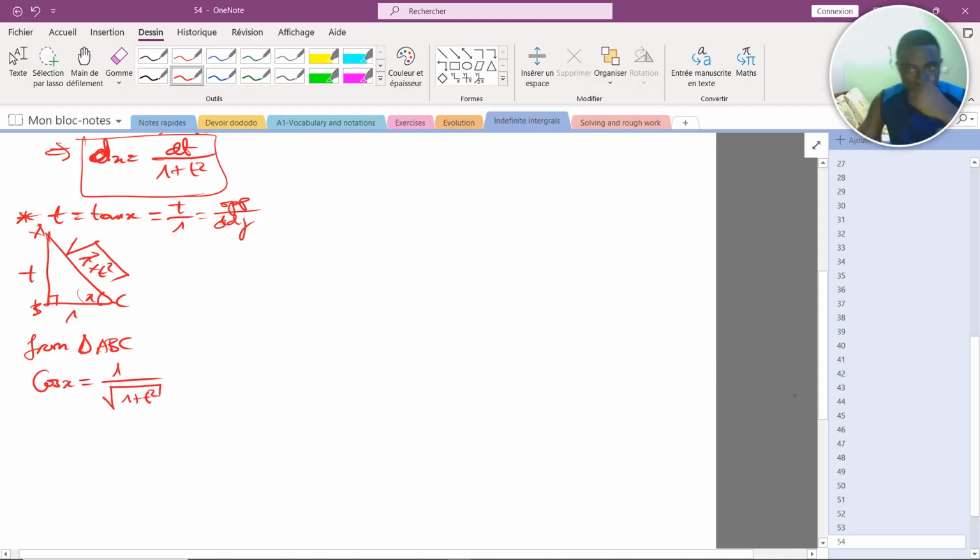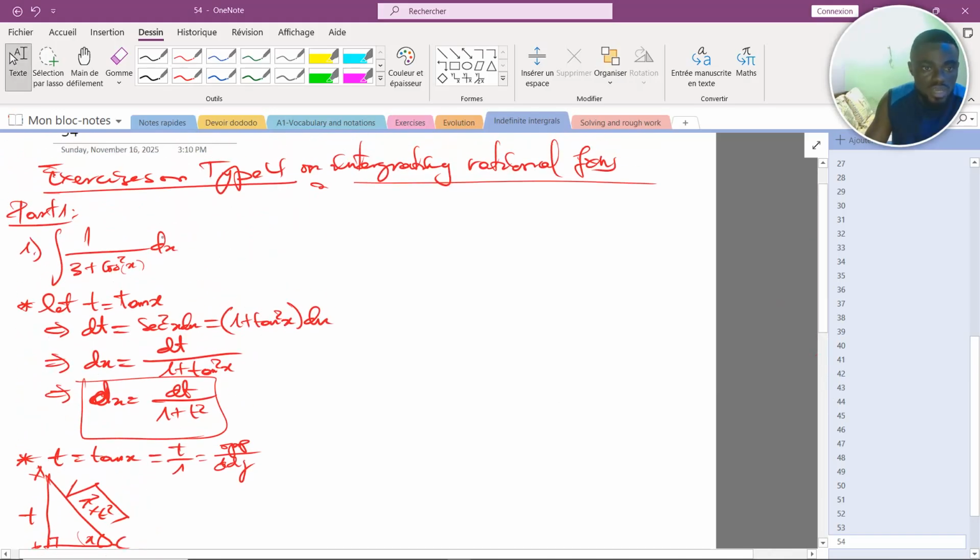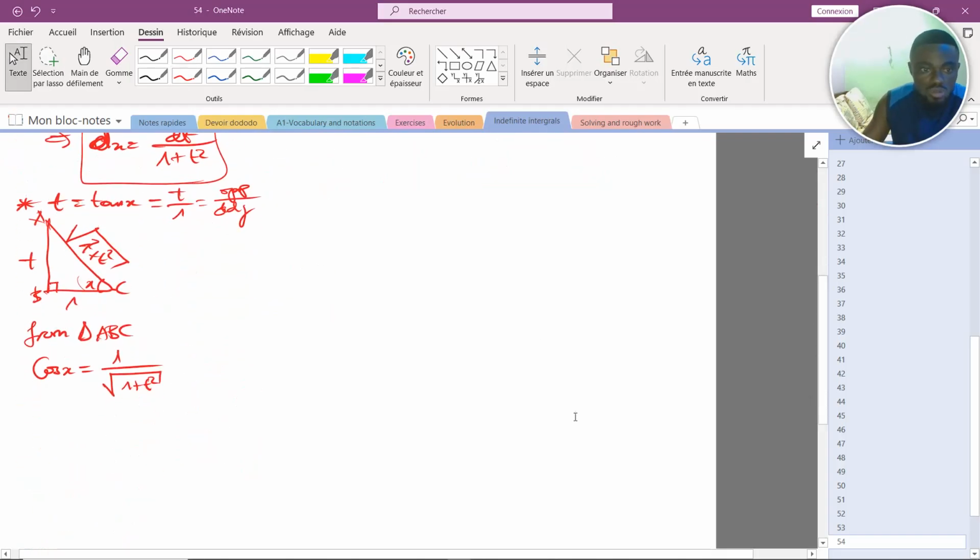Now having found cos x, I will not substitute directly. I first want to have the simplified form of this expression below. So 3 plus cos square x will be equal to 3 plus cos x all squared, and this will be 1 over root of 1 plus t square, all squared.